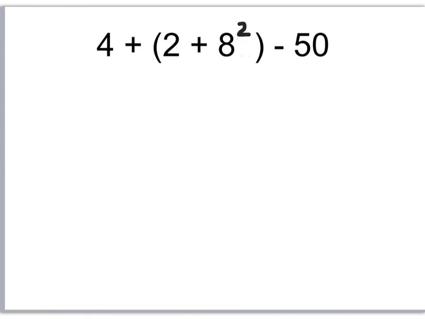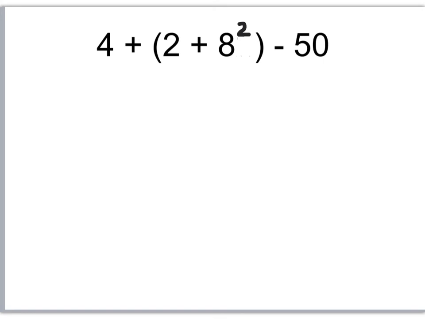You might notice that this problem is very similar to the problem we just did with two changes. First of all, instead of having the 4 beside the parentheses and knowing that it was multiplication, now I've put a plus sign there so we know it's addition. And I've moved the exponent to the inside of the parentheses. So take a moment to try this one on your own.